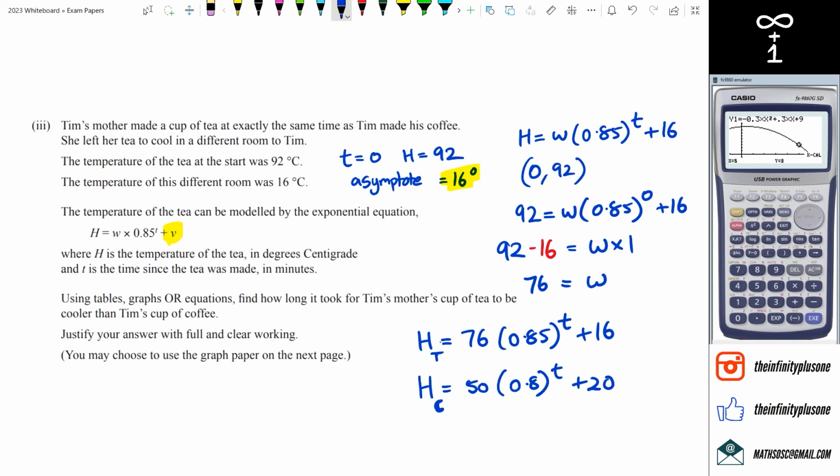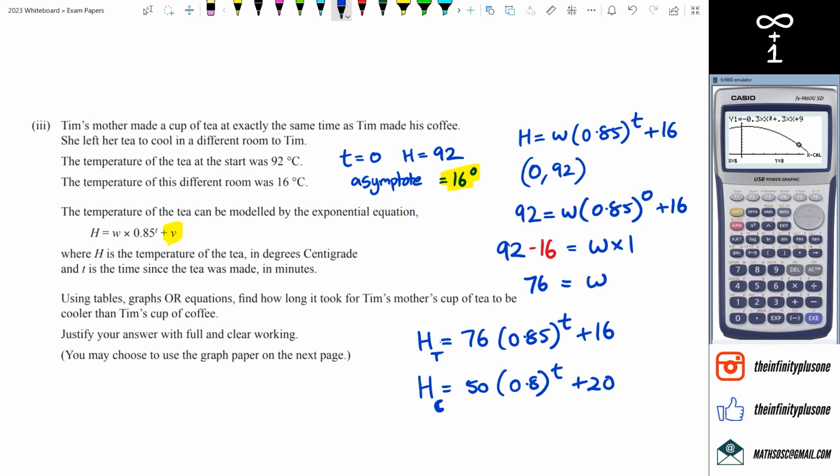Remember, in this particular question they've actually said you could use tables, graphs, or equations. Unfortunately you're going to need a graphics calculator for this to get a really easy table. So let me show you guys how we can actually get that table first.